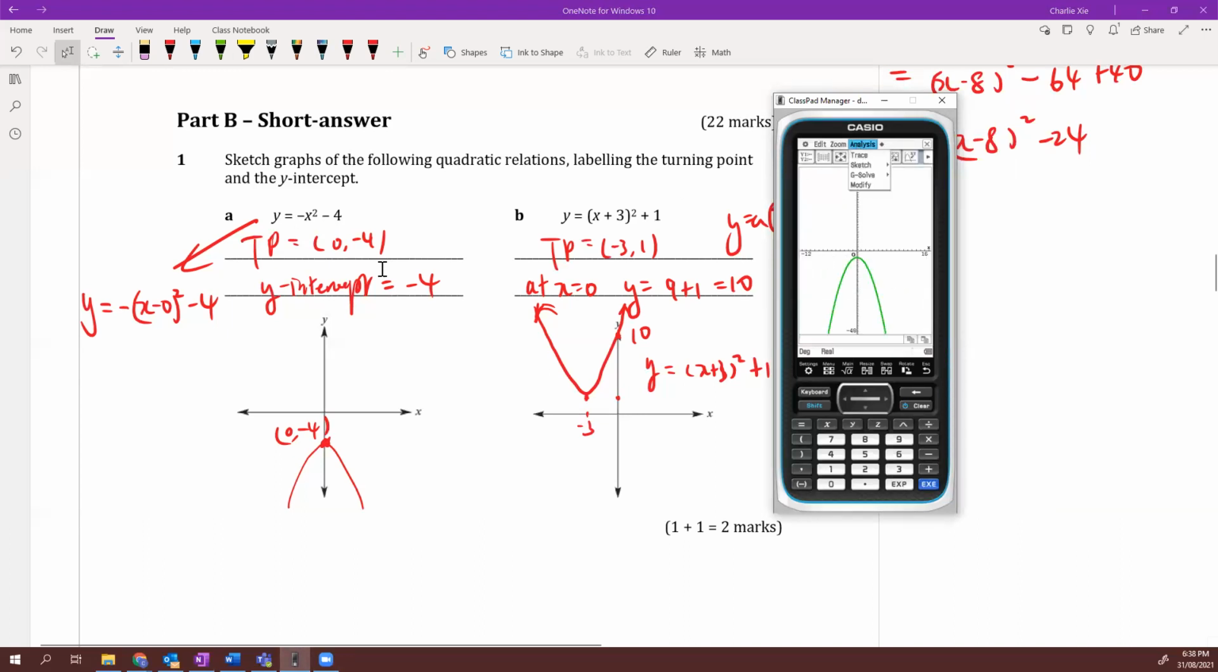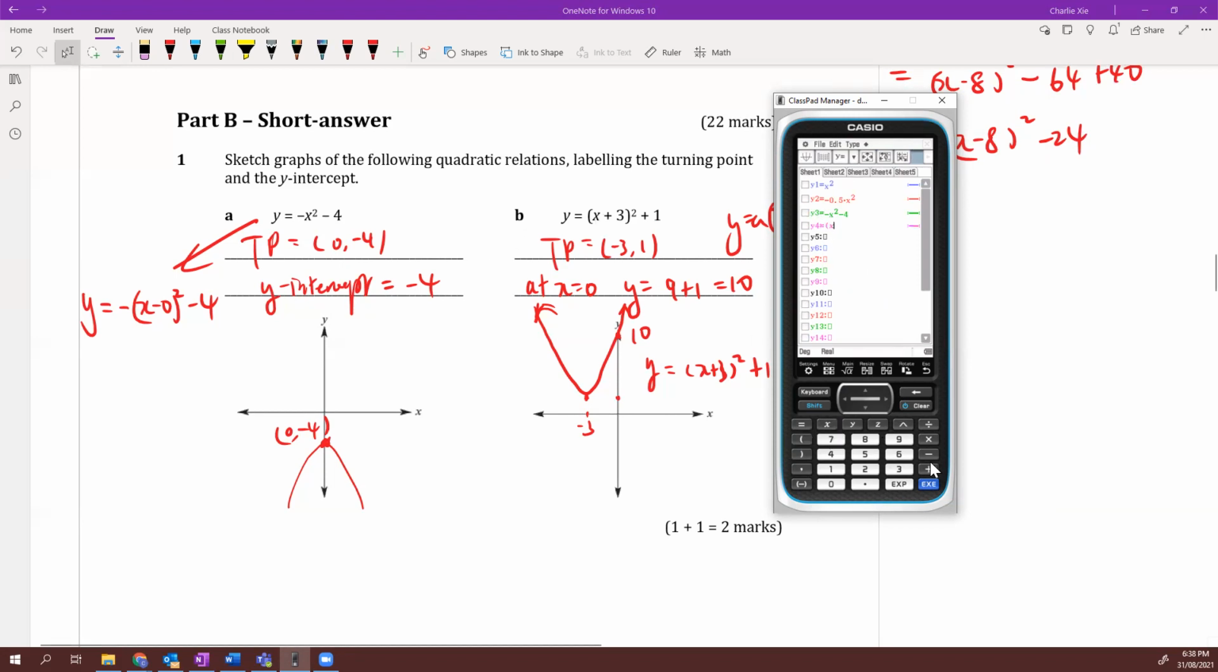But if you're only interested in your turning point, you can just go to analysis and G-Solve. That's definitely a maximum point. Click on maximum, 0, -4. Okay, 0, -4. Here we go. We got the first one. Okay, click on close, and we can do another one.